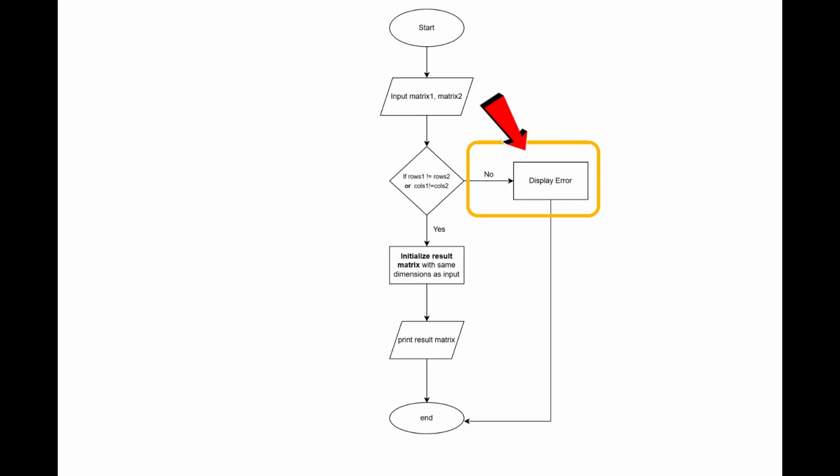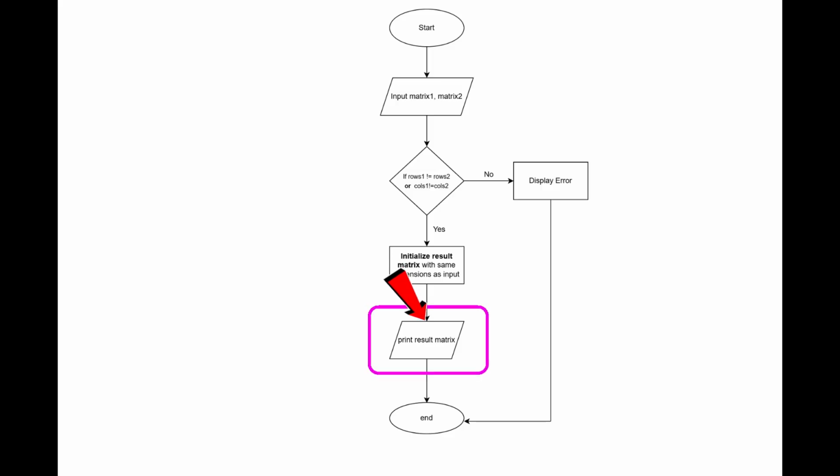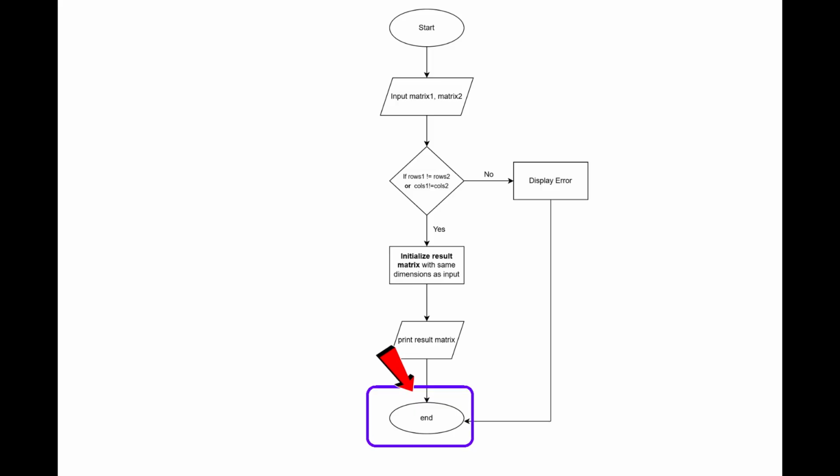If the dimensions do not match, the flow moves to the right and we display an error message since matrix addition is not possible in this case. But if the dimensions are the same, we continue downward and initialize a result matrix, one with the same size as the input matrices. Then we proceed to perform the addition by iterating through each element and storing the result. After that, we print the resulting matrix to show the final output. And finally, we reach the end of the flow chart.